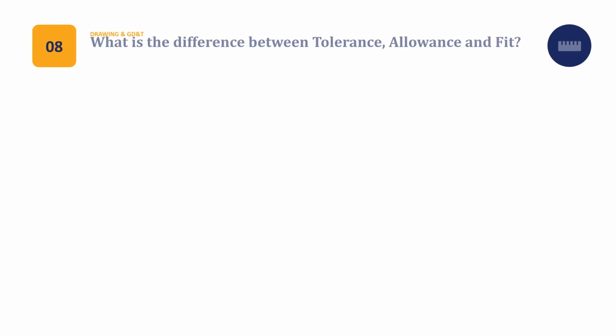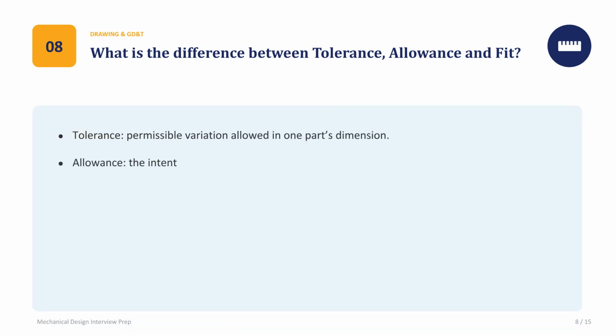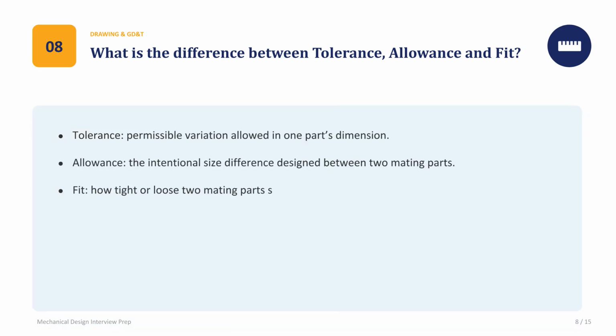Question 8. Tolerance, allowance, and fit. Tolerance is the allowed variation on one part's dimension. Allowance is the intentional size difference designed between 2 mating parts. Fit describes how tight or loose those parts sit together, based on their tolerances.